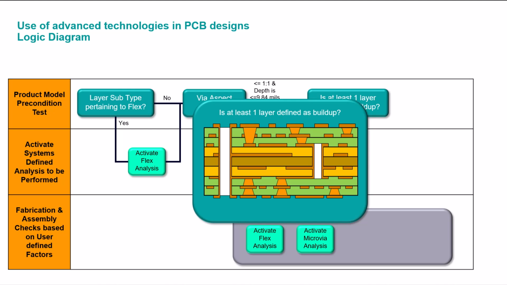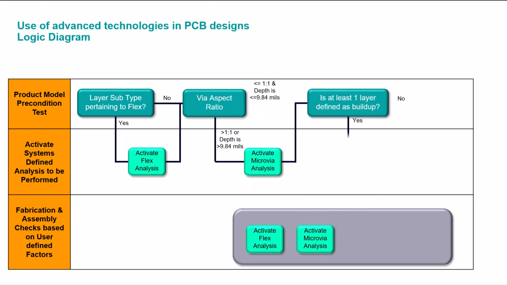And the final system level factor check looks at an HDI stack-up. HDI analysis will be performed only if the design meets these two conditions I have previously stated. First, the design must have microvias, and secondly, the design must contain at least one of the copper layers that has a layer type of buildup associated with it. Once this evaluation is done, the system will now automatically run the correct checks.